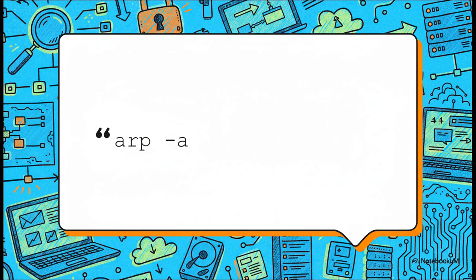Okay, next is arp -a. This one is all about local identity. Think of it like this. Your IP address is like your street address, but your MAC address is like the unique serial number on your device.